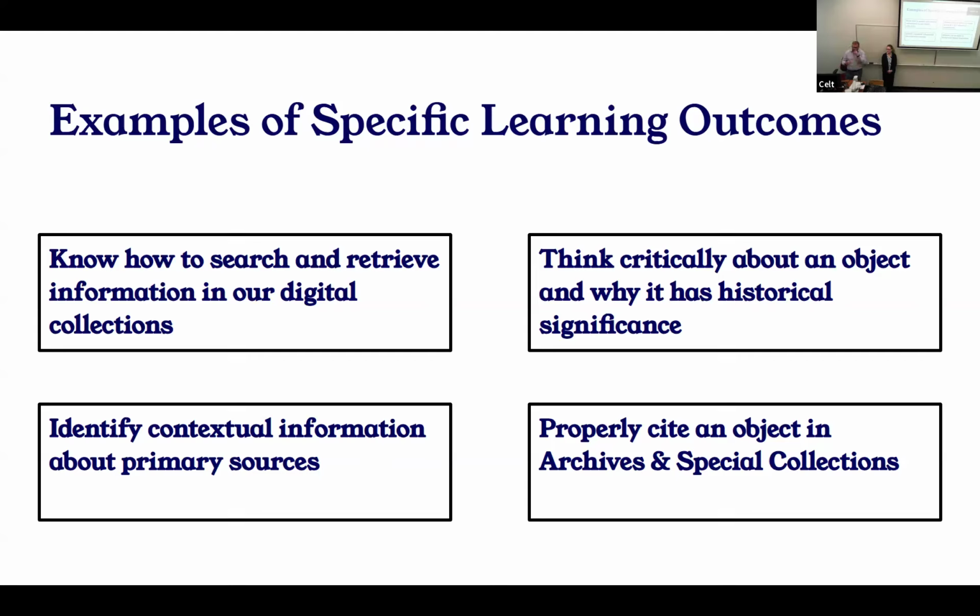And then finally, sometimes we will also include some specific learning outcomes like how to properly cite an object in archives and special collections. These are unique items. You may not be able to run this through a citation generator to get that quick citation information. Therefore, we'll provide instruction on how to build that citation so that it is included in the bibliography or whatever citation style a student is working with.